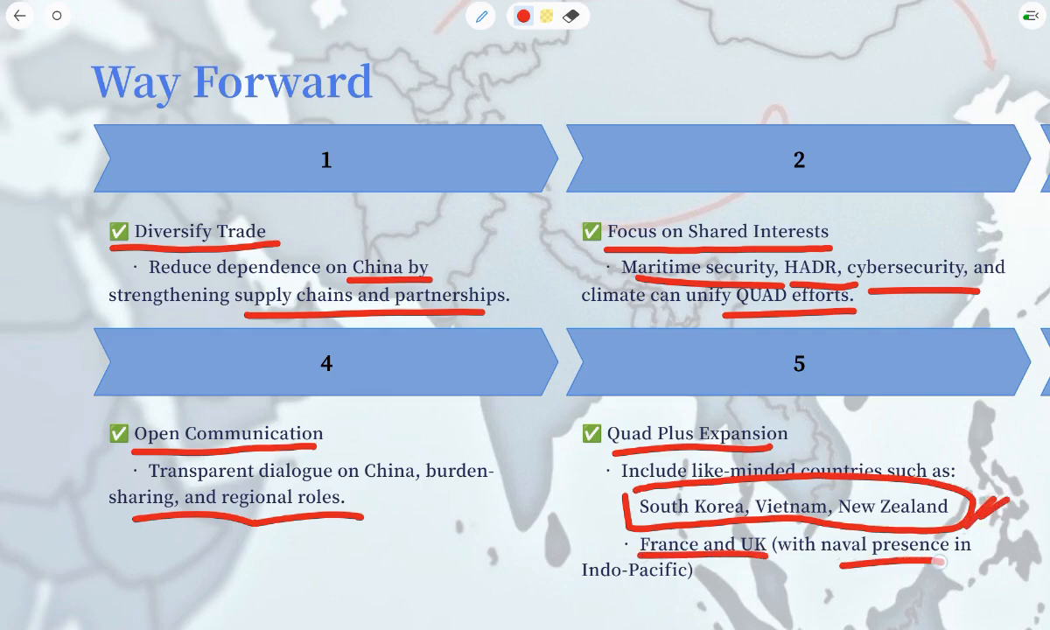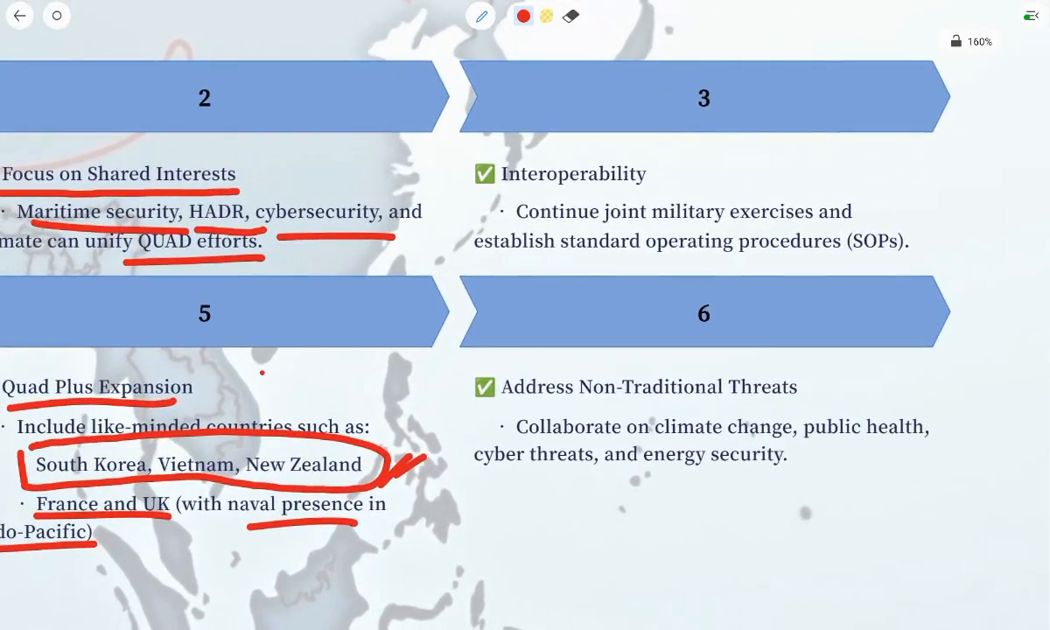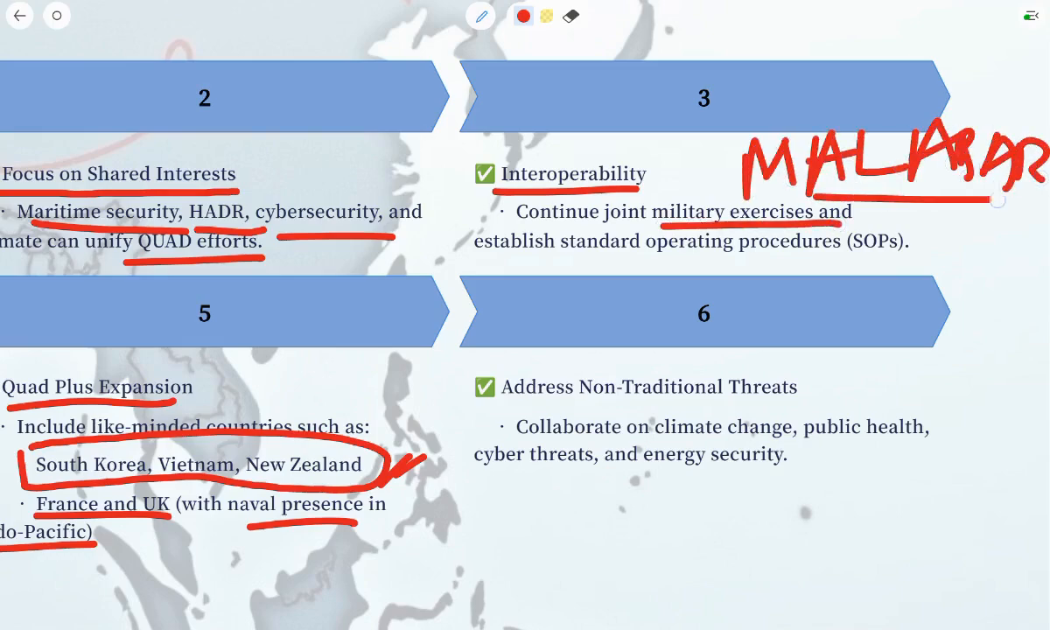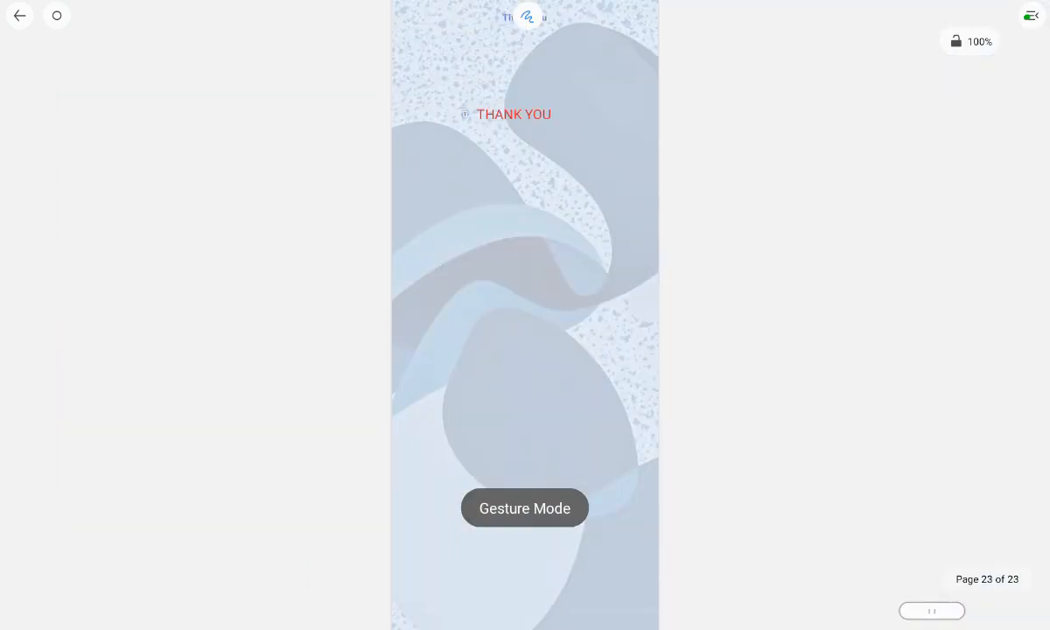France and UK, with naval presence in the Indo-Pacific, should be included in Quad for the betterment of the Quad. Interoperability. There should be more and more joint military exercises, like Malabar, which happens annually. There should be more military exercises that address non-traditional threats like climate change, public health, cyber threats, and energy security. So this was all about Quad.